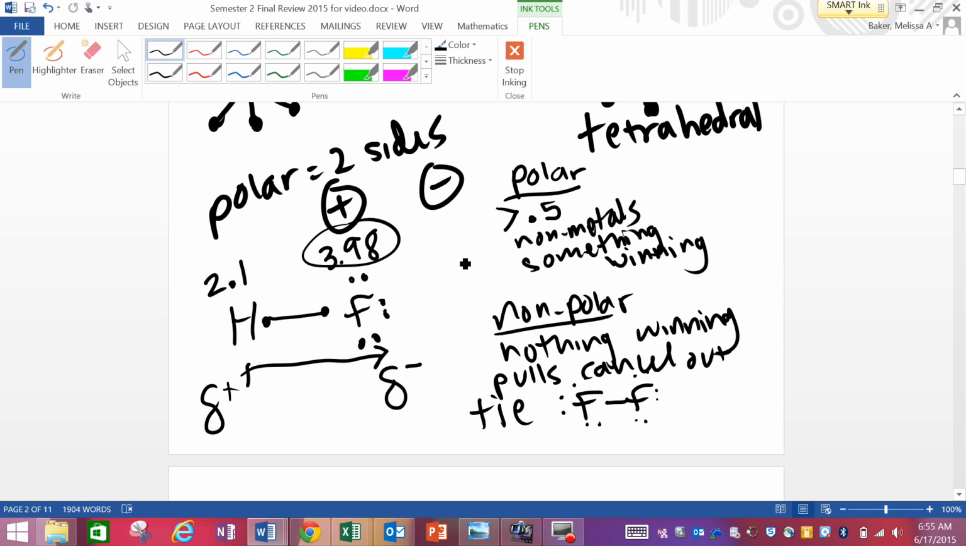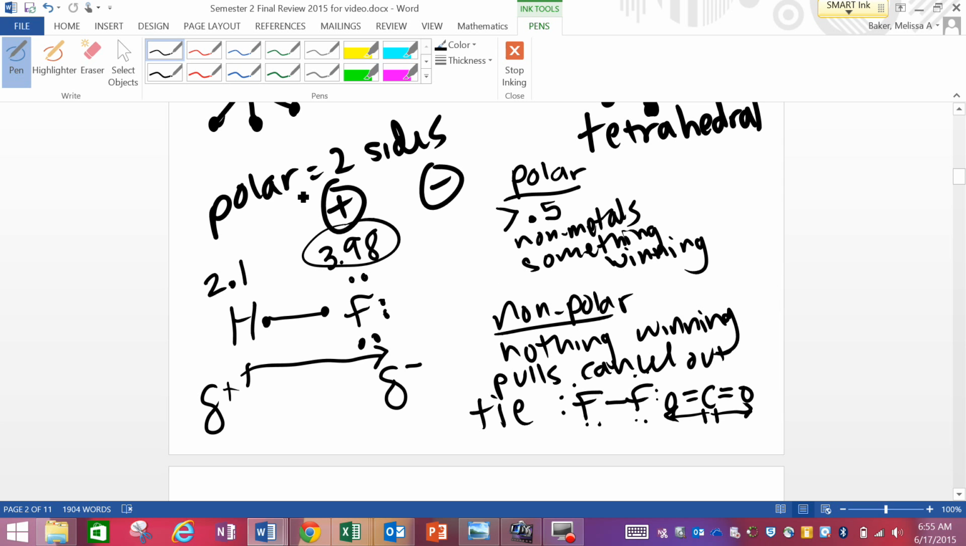Or something like carbon dioxide, CO2. This oxygen is pulling to the right. This oxygen is pulling to the left. So sometimes you have to know how to draw its shape to tell if it's polar or nonpolar.